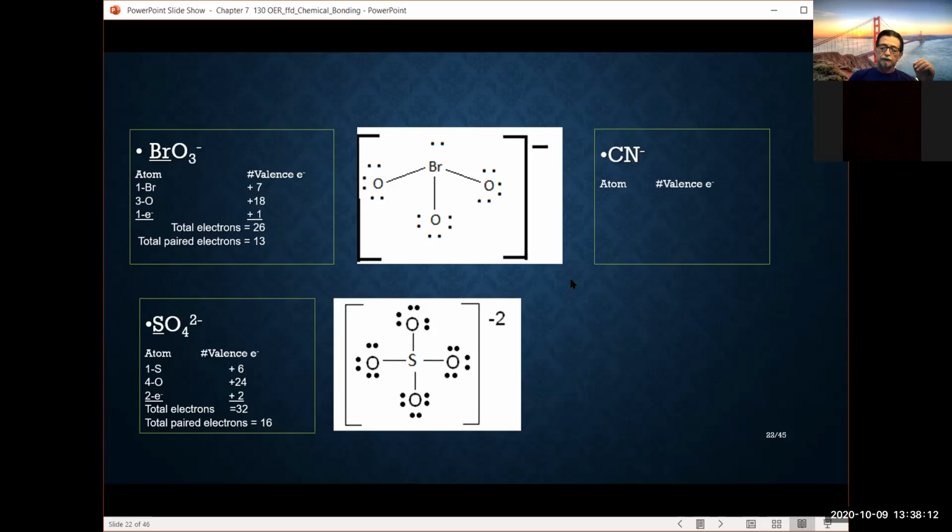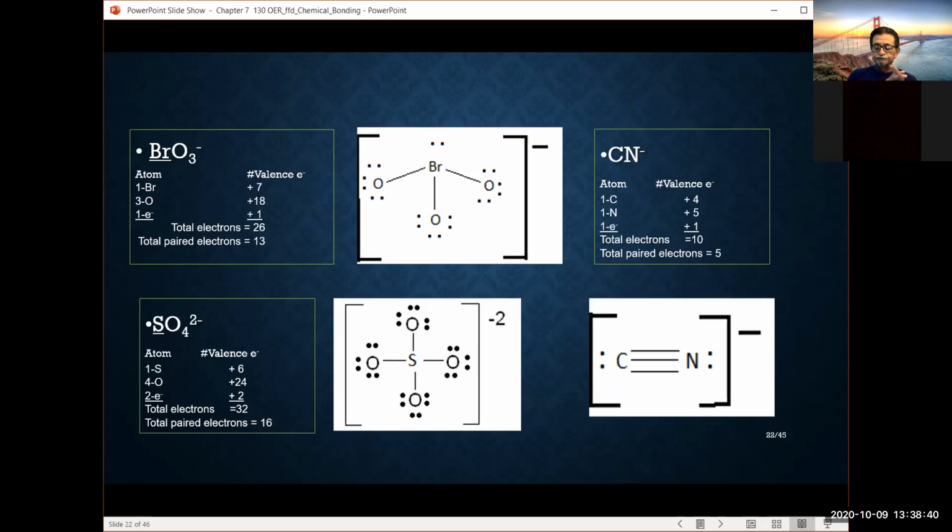Okay. And finally, this one, the cyanide, this is called cyanide. 1 carbon brings in 4, nitrogen brings in 5, and then we have 1 electron to add because it's a negative charge, which gives us 10 valence electrons, or 5 pair. Here, there's really no central atom because there's 2 atoms, that's it. So you just start putting the electrons around all the atoms, and then if you're short, which you would be, you start creating, like we did with the HCN, a triple bond.